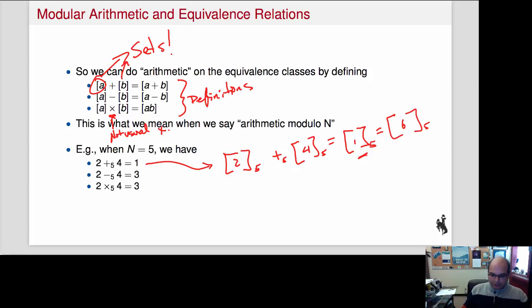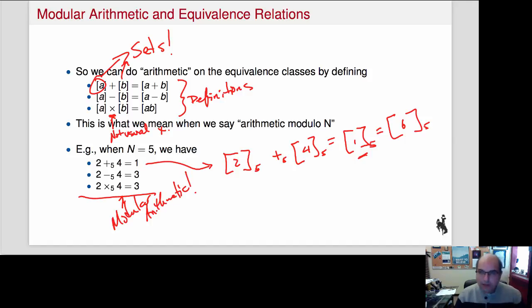Okay, and 2 minus 4, that's going to be 3, okay? Again, because it's minus 2, which modulo 5 is 3. 2 times 4 is going to be 3, because 2 times 4 is 8, which modulo 5 is 3, okay? So this is actually what we mean by modular arithmetic. Modular arithmetic is just doing the arithmetic modulo some number. And what I'm trying to tell you is that we're really doing arithmetic in these funny equivalence classes, right? But the results are the same as if we just do the arithmetic and then take modulo n, which is great because that means it's really super easy to compute.